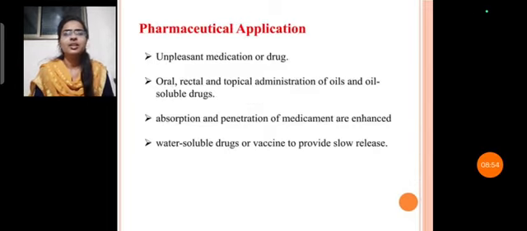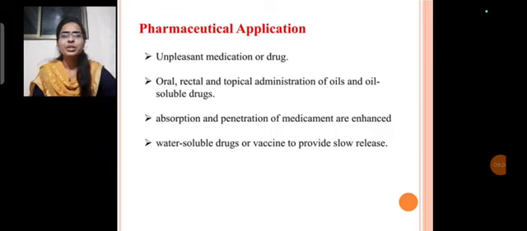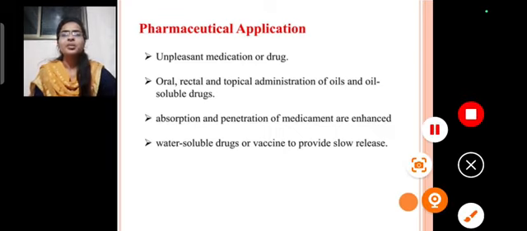Then next is the pharmaceutical application of emulsion. For unpleasant medication or drug, we can prepare the emulsion. Next is the oral, rectal and topical administration of oils and oil soluble drug. Next, absorption and penetration of medicament is enhanced. Next, water soluble drug or vaccines to provide slow release. These are the pharmaceutical applications of emulsion.